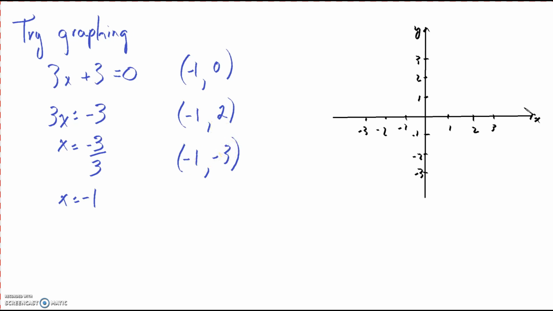Let's plot those points. So (negative 1, 0), (negative 1, 2), (negative 1, negative 3). And now we will draw the line through those points. So we have a vertical line passing through x equals negative 1.